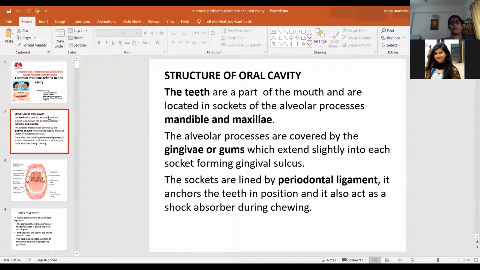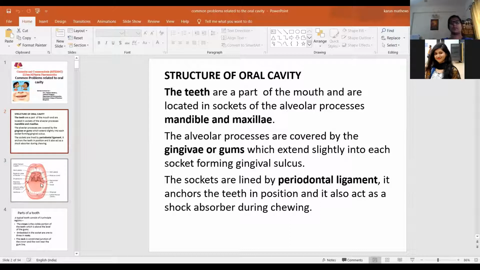The teeth are a part of the mouth and are located in the sockets. The oral cavity has teeth, and there is the mandible and maxilla, the upper and lower jaw, and there are gums. Also, the alveolar processes are covered by the gingivae or gums, which extend slightly into each socket and form the gingival sulcus. The sockets are lined by the periodontal ligament, which anchors the teeth in position and also acts as a shock absorber during chewing.